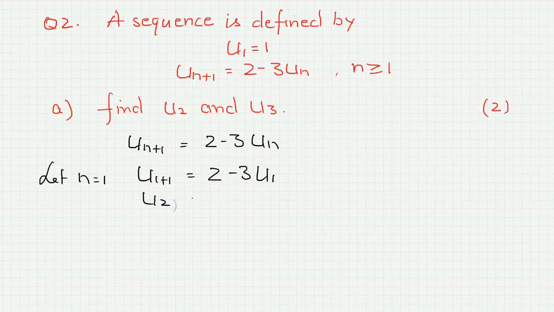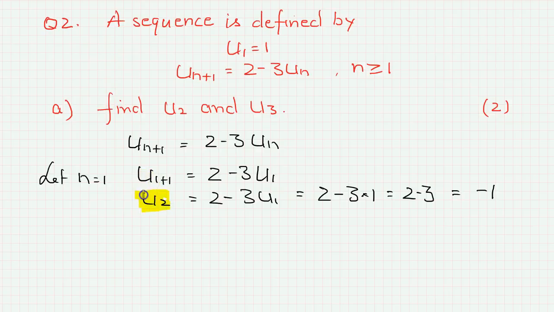So u2 is equal to 2 minus 3u1. So that is 2 minus, and u1 is 1, 2 minus 3 multiplied by 1, that is 2 minus 3. So it is equal to negative 1. So the value of u2 is negative 1.